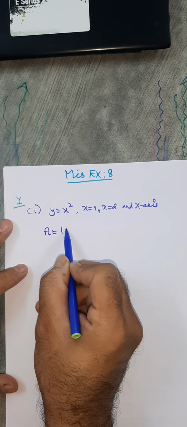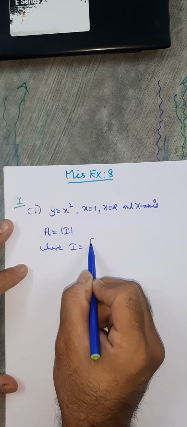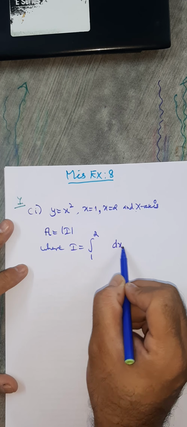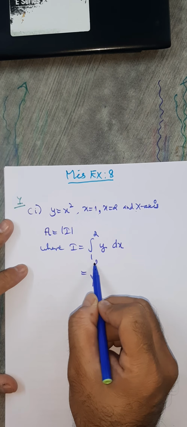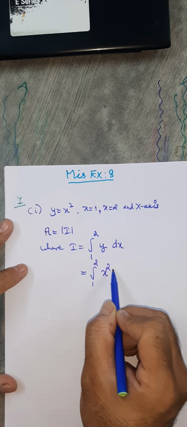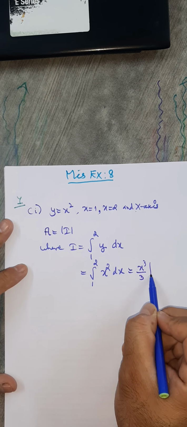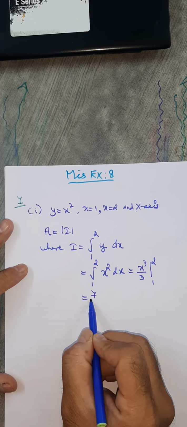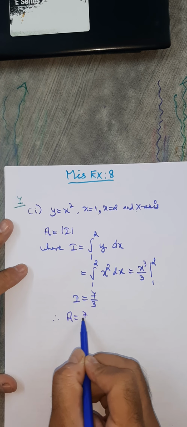So area equals to modulus of I, where I is given by integral 1 to 2 around x-axis, y dx, you know the formula, 1 to 2, what is y here, x square dx, so x cube by 3, standard integral 1 to 2, 8 minus 1, so we'll get the 7 by 3, this is I, and therefore A equals to again 7 by 3.